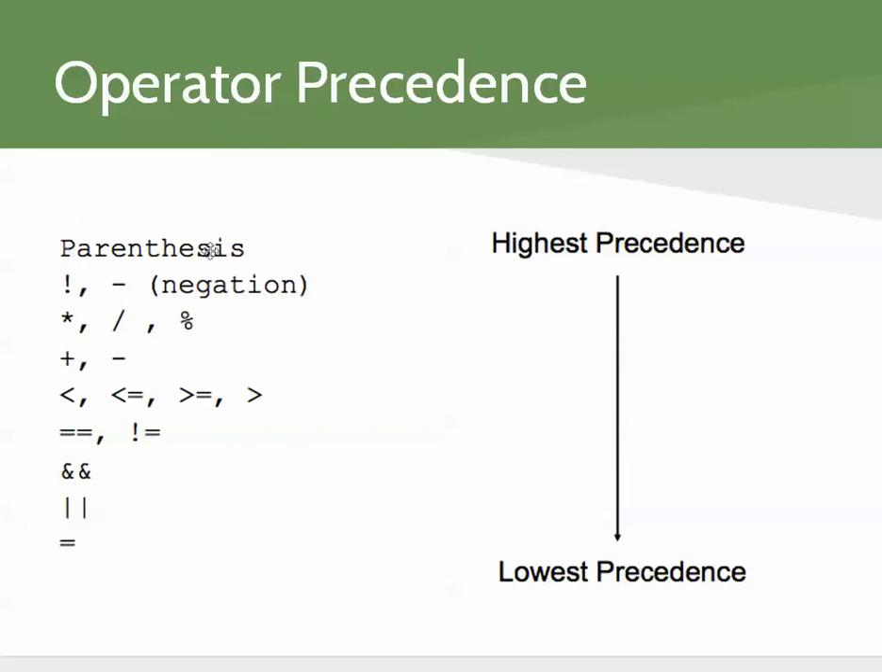So parentheses at the top, followed by the not operator for logical, and then the negation operator for negative numbers. Those are always evaluated first after anything that's been done in parentheses. The multiplication, division, and modulus are of higher precedence than addition and subtraction. Importantly, the math operators themselves are of higher precedence than the relational operators.